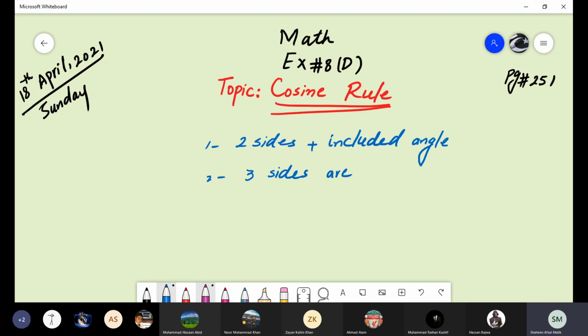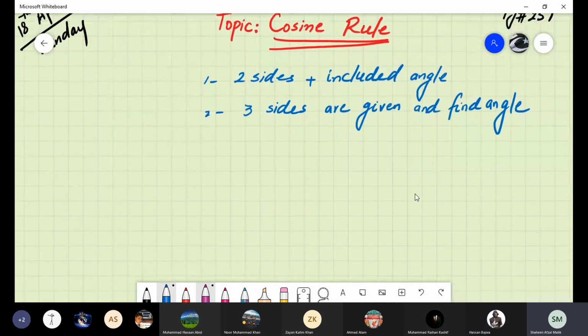Three sides are given and you have to find the angle. So who will tell me whether this is applicable for a right angle triangle or a non-right angle triangle? Not right angle triangle. Very good, not right angle triangle.